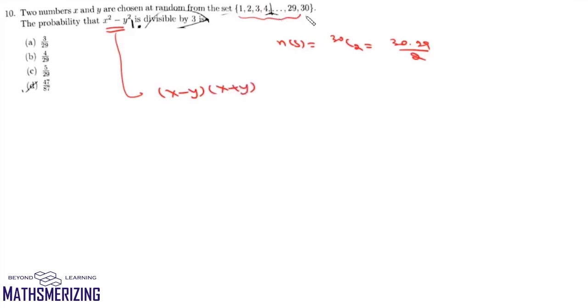Now what we'll do is, we'll partition this set into 3 subsets. Set 1, which are multiples of 3. So it will be 3, 6, 9 up to 30. Then numbers which leave the remainder 1.